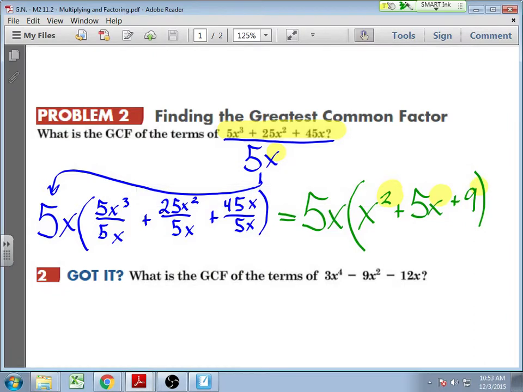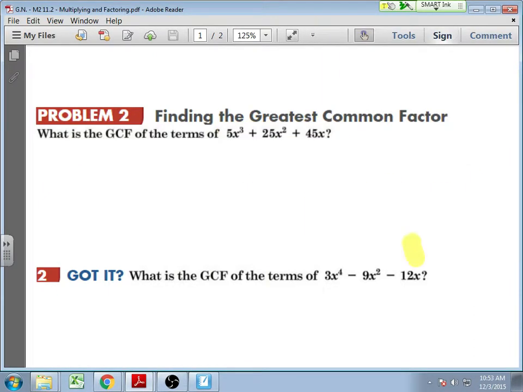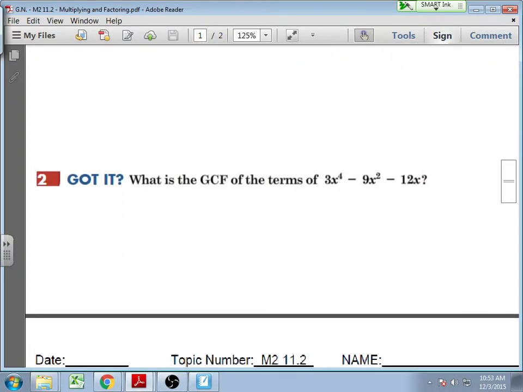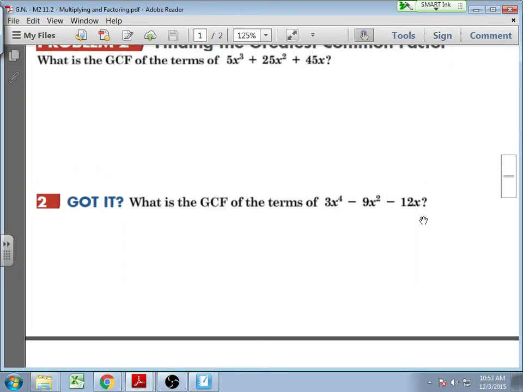Questions on this? Grant, is this kind of making sense? Yeah? Then do you do the multiplication after? No, so, like, we are essentially working backwards.